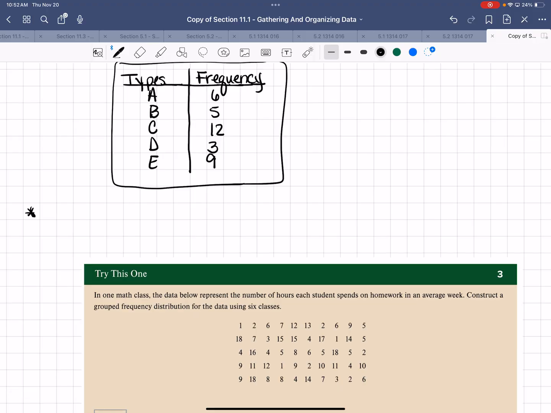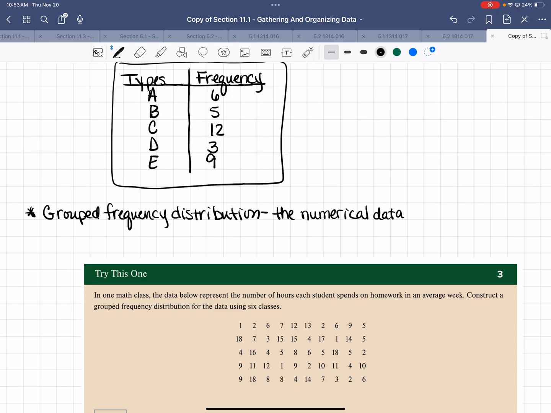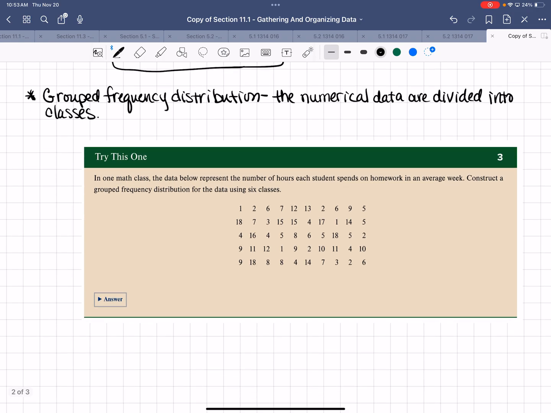Grouped frequency distribution is where numerical data are divided into classes. Okay, guys, all a class is, is a range of numbers.